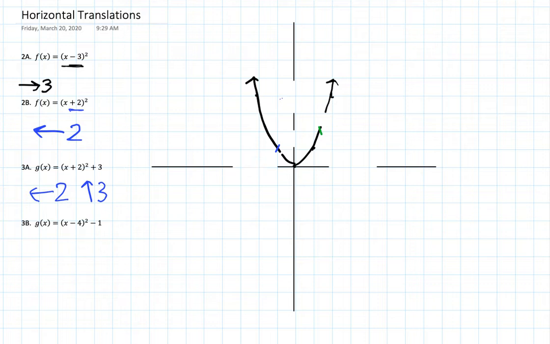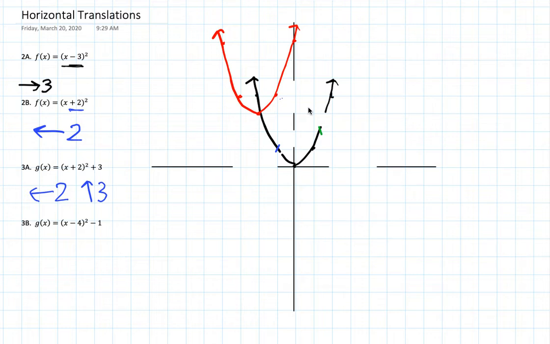So I can kind of, wow, that erased my lines too. That's okay. I'm going to do this in red. So if I go left 2 and up 3, if I take every one of these points that I had originally, I go left 2, up 3. Take this one, left 2, up 3. This one, left 2, up 3. This one, left 2, up 3. Left 2, up 3. I have the same thing except moved left 2, up 3.